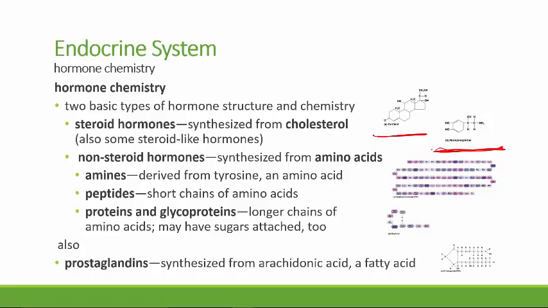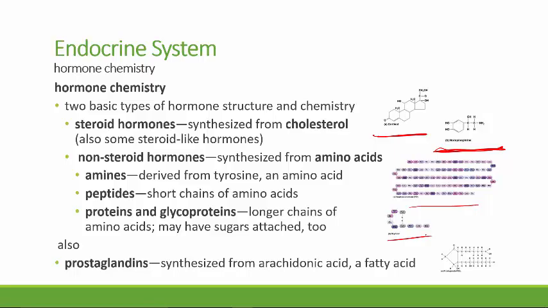And then last of all, these are some example peptides, oxytocin and another, just chains of amino acids. And then proteins and glycoproteins, these would be the long chains of amino acids, more than 100 amino acids. And if it's a glycoprotein, that means there's a sugar attached in that chain as well. And I don't have a picture of a protein or glycoprotein to show you.